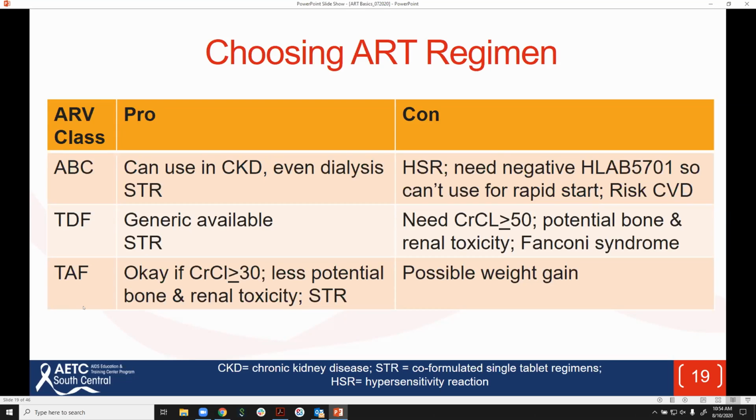The tenofovir alafenamide is the newer formulation of tenofovir, requires a lower dose, and it's okay to use as long as the creatinine clearance is 30 or above.